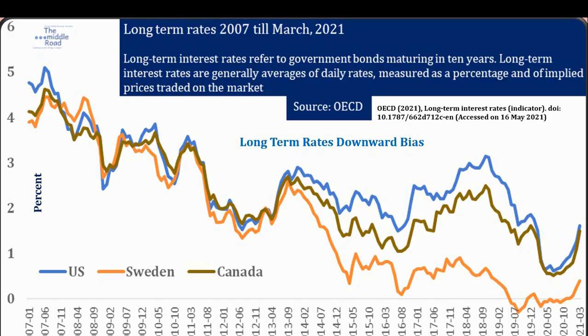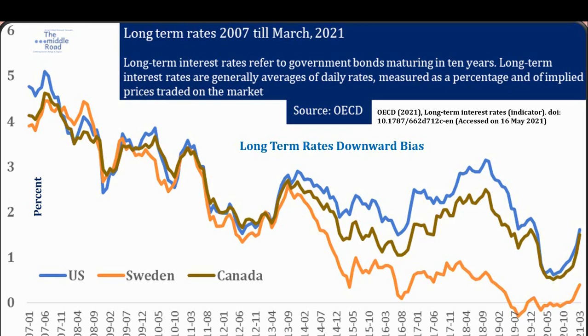Now, this is what I was talking about. Let's see what has happened over the long term. I took out the data. This is OECD, and they've taken long term as government bonds maturing in 10 years, which is the most liquid. Usually, these are known as intermediate bonds because up to 12 years we take as intermediate bonds, and long term bonds are above that. But what you see is that the bond purchases have brought down the yields.